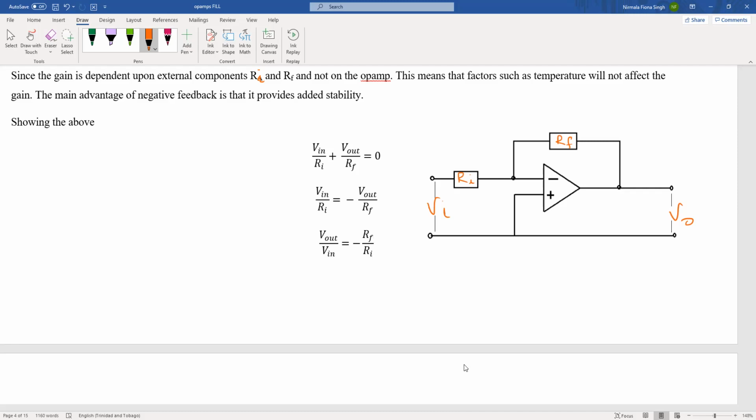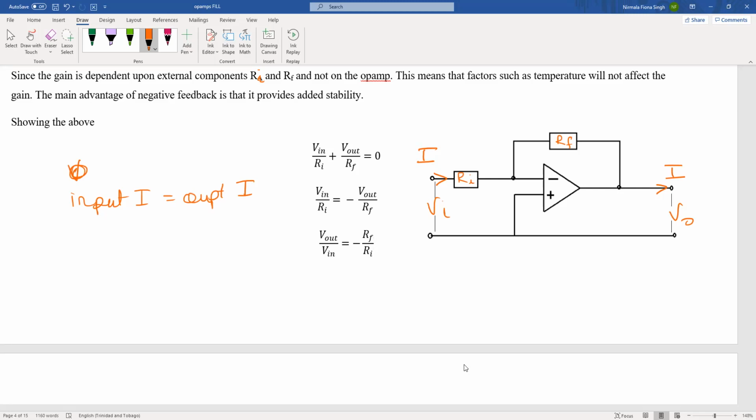Now let's look at our current going in and out. So what they're going to say here is your input current is equal to your output current. So the current coming into your circuit is equal to the current coming out of your circuit. We're not changing our currents. All we're going to do is change our voltages. Remember, voltage is the amount of energy your electricity has.